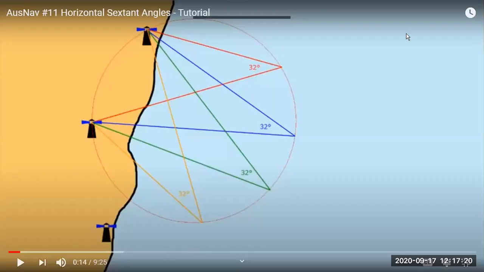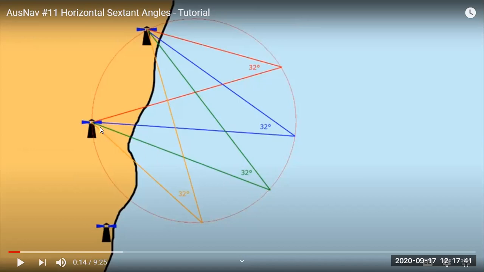Okay, so now we start with the horizontal sextant angle. First, we should know what a horizontal sextant angle is. Horizontal means the horizontal distance between the two lighthouses, and sextant angle means the angle we are taking from the sextant. So we take the sextant and we measure like this.